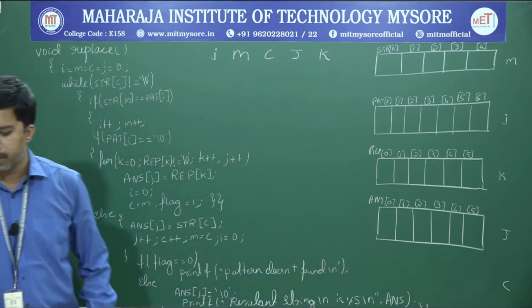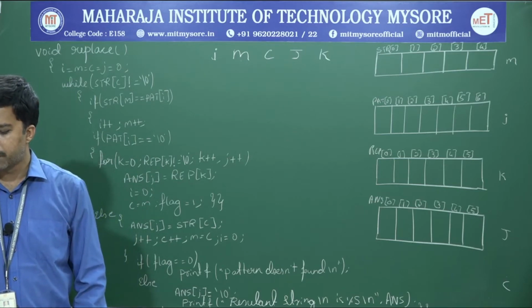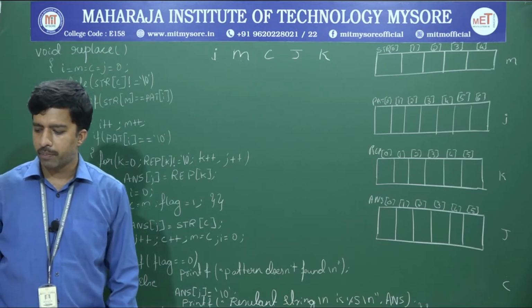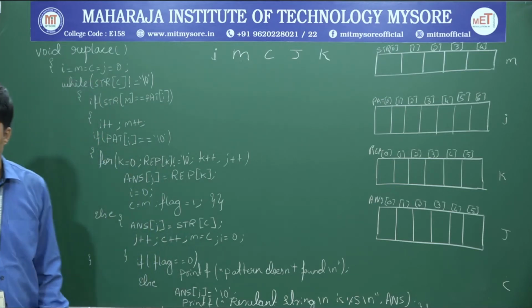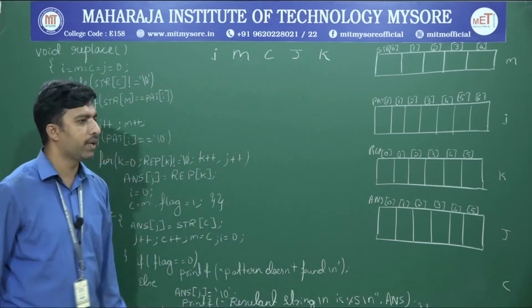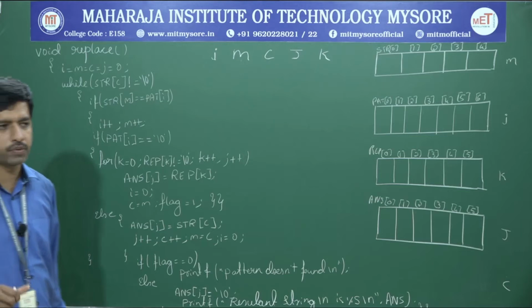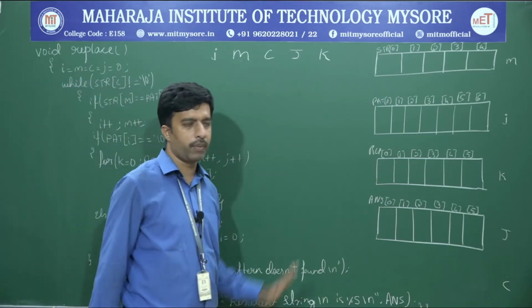The problem statement is like this: read a main string, a pattern string and a replacement string, and perform pattern matching operations, and find and replace all occurrences of the pattern in the main string with the replacement string. This is the problem statement. Let us see how it works. Before going to the program, I will explain that.